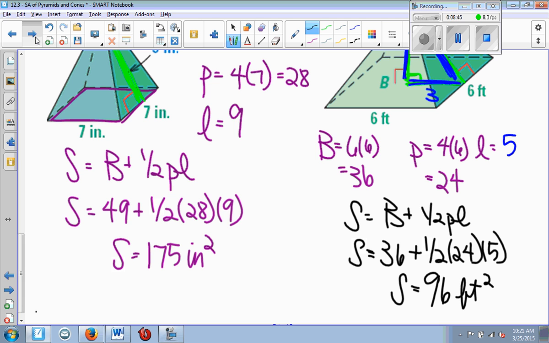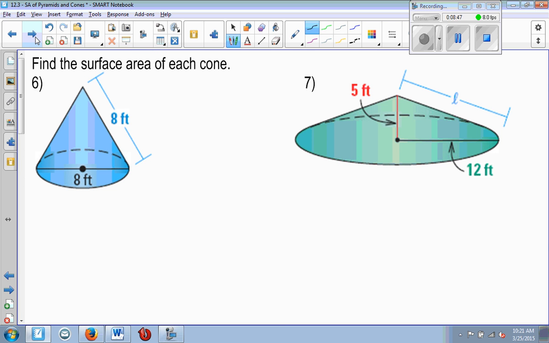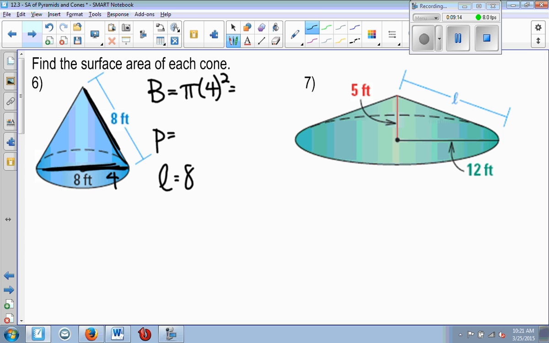On the back of your sheet, we get into cones. Cones are going to require the exact same things. We have to find big B, P, and L. Notice in this problem, they tell me the slant height along the outside. It's 8, so I don't have to find it this time. The big B, it's a circular base, but they tell me all the way across the base is 8, which means that the radius of that circular base is 4. So when I do the area formula for a circle, pi r squared, all I have to do is pi times 4 squared.